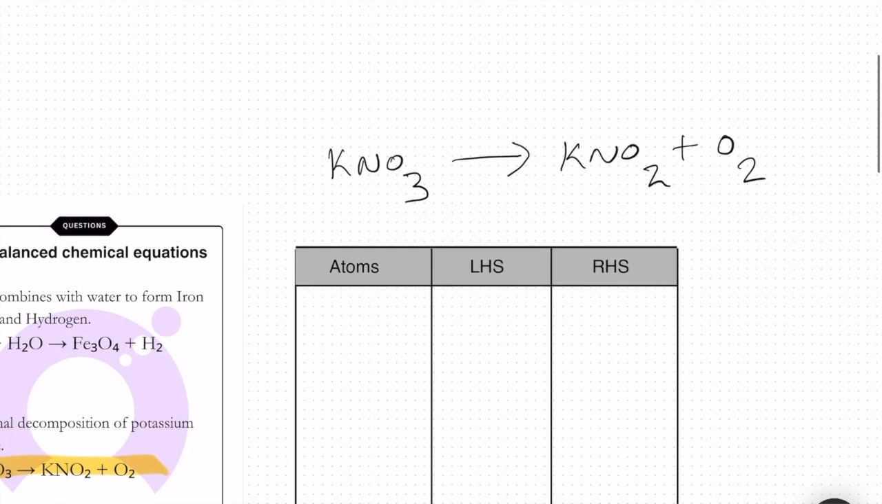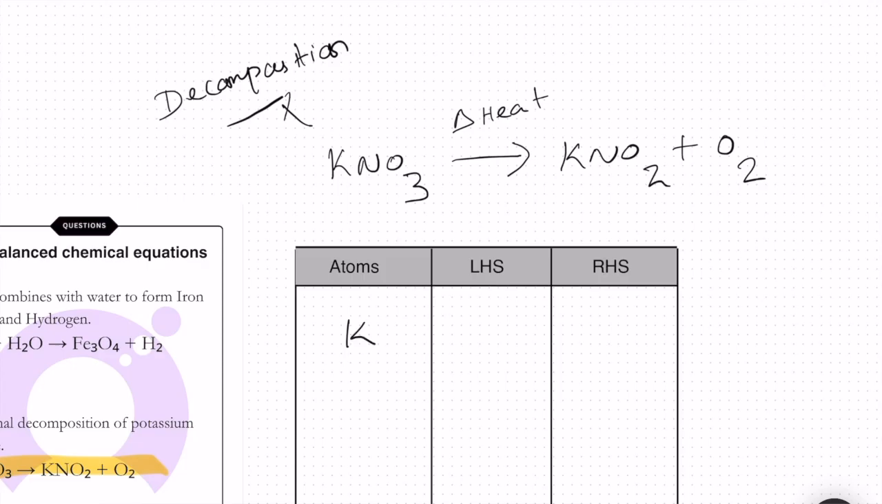So in this case, we have a word called thermal decomposition. By the application of heat to potassium nitrate, it has split into 2 products. This type of reaction is called a decomposition reaction. Whenever you apply heat or light or electricity to a given reactant, it splits into 2 products. A single reactant forms 2 products. So let's try and solve this.